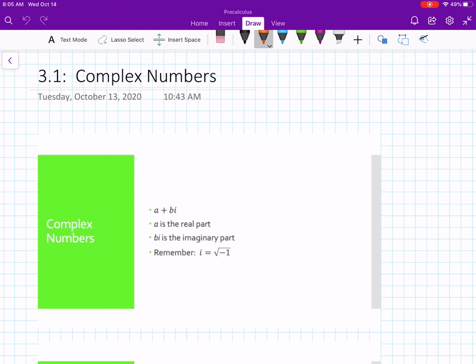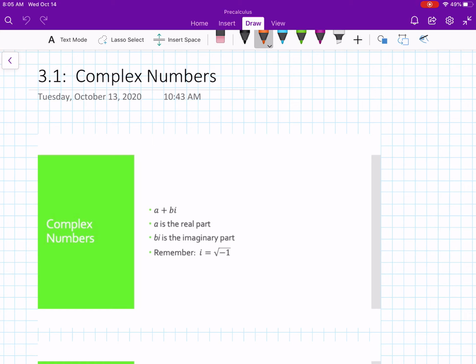This is section 3.1, complex numbers. Complex numbers are how we write all of our imaginary numbers. They're in the form of a plus bi, where a is the real part and bi is the imaginary part. Remember that i is equal to the square root of -1. So we've talked about imaginary numbers before.